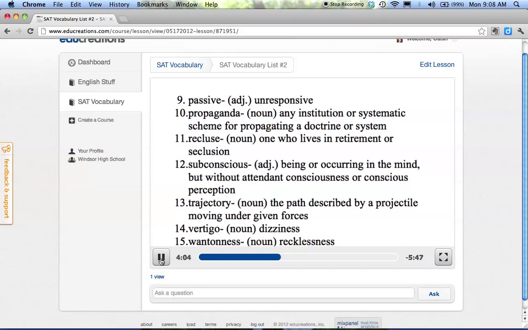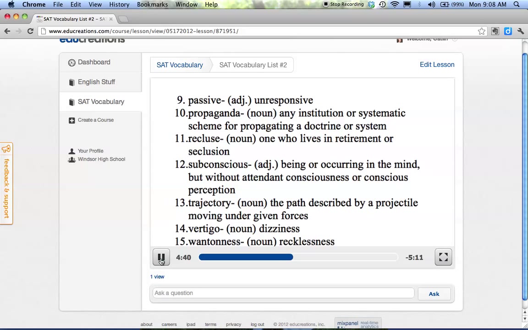9 is passive, and passive describes someone, so it's an adjective. It describes someone who is, they say, unresponsive. I think probably a better definition is someone who does not react. Someone who, like the definition implies, does not respond. When you think of someone who's passive, those are the people who don't necessarily stand up for themselves or speak out against a group. They tend to kind of go with the flow and let other people make decisions.